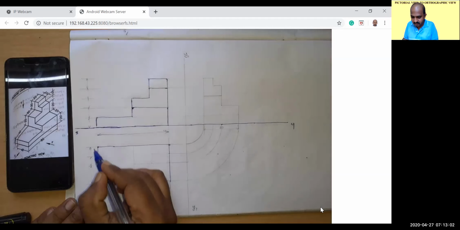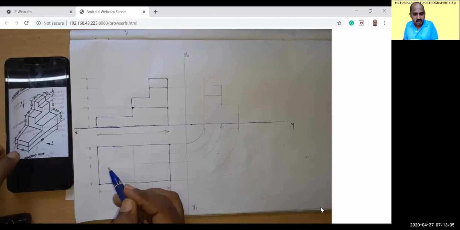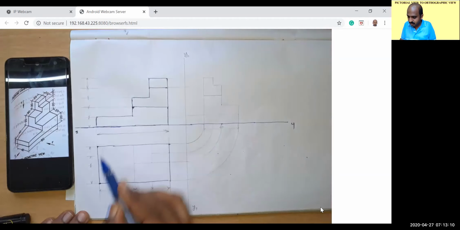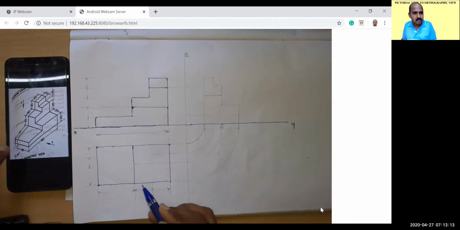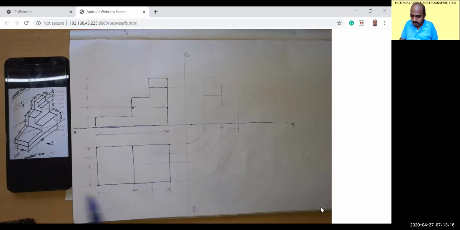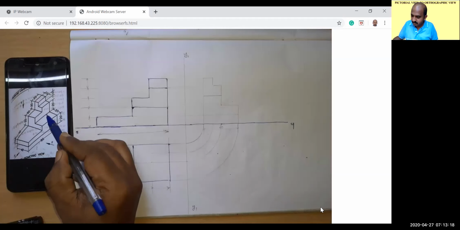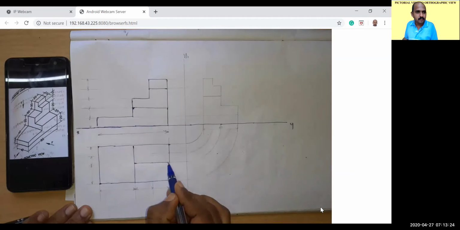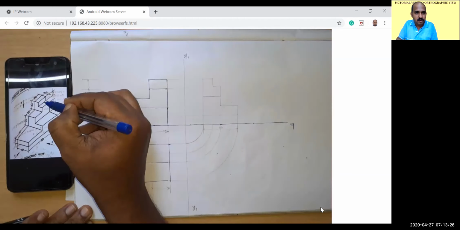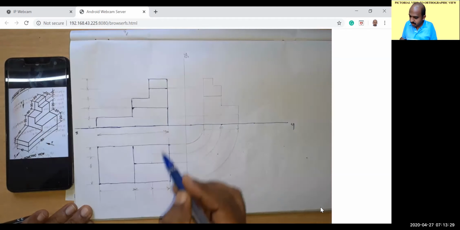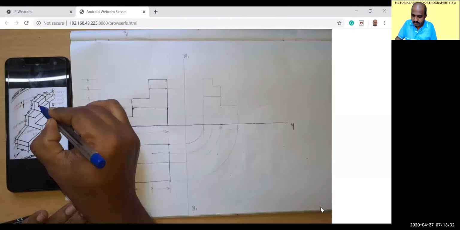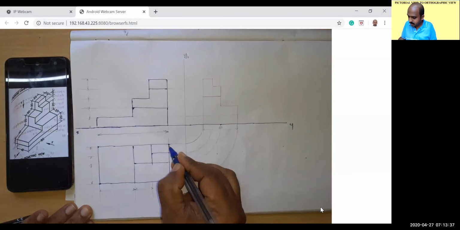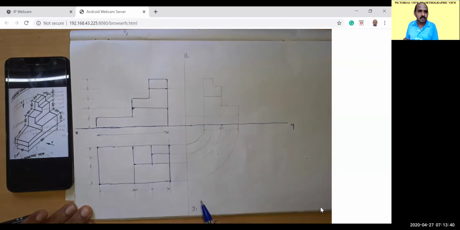What about this width? The width is 40, it is given. Then here you can see a line at a distance of 40. Now here you can see another horizontal line, 20 mm apart. And looking from the top, there is another line 10 mm apart, which shows this vertical line. And this is the top view of the object.